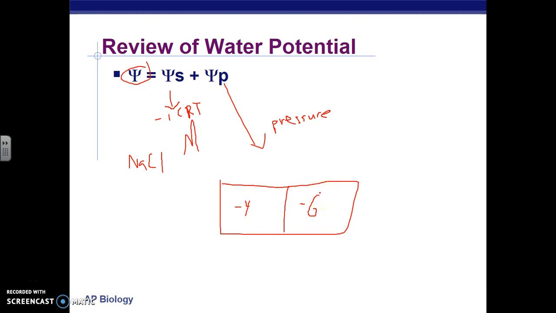Water has to move from high water potential to low water potential. -4 is a bigger number than -6. So in this case, the water is going to move this way. And it's going to move that way until the water potentials are equal on both sides of the semipermeable membrane. Now the question is, how does this relate to transpiration? And that's what we're about to see.